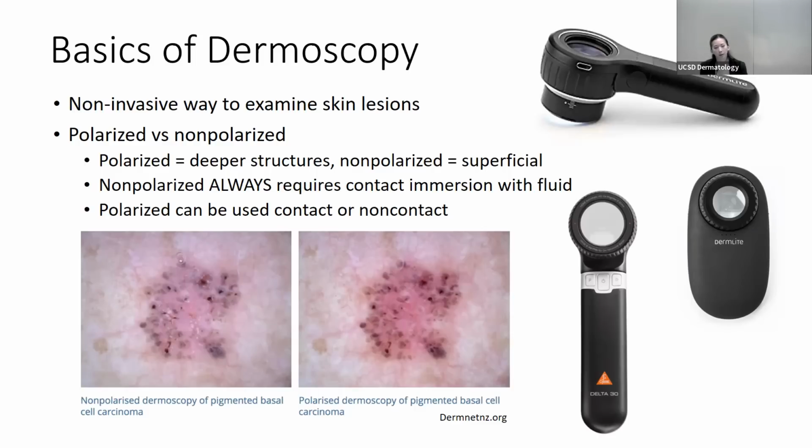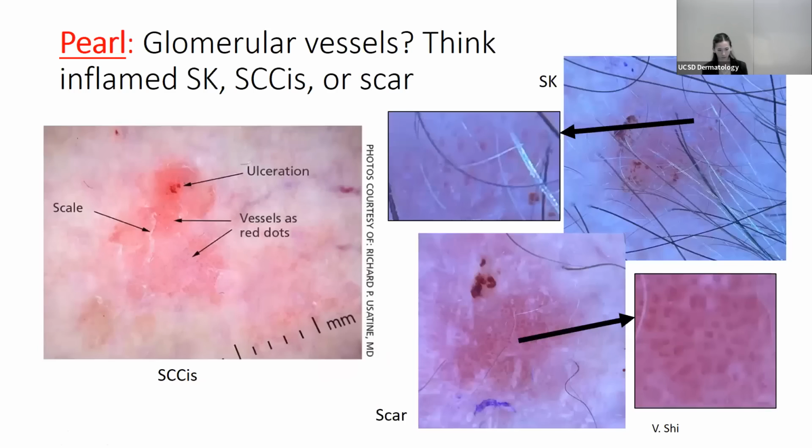Polarized settings are going to let you see deeper into the skin, and non-polarized settings highlight the superficial structures. So on the bottom left, you can see that with non-polarized, it's a little bit easier to see the scale. You can see some areas of erosion on the top. So there's a little bit of scale right here. And then with polarized, you see deeper. So I think that usually the pigment and the colors are a little bit more vibrant, and that makes sense because the pigment is deeper. So you're able to see that a little bit better.